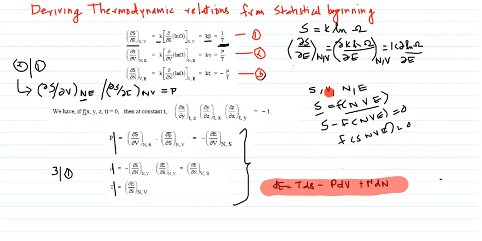S is a function of N, V and E. So S is equal to a function of N, V and E. So S minus a function of N, V and E is equal to 0. That means a function of S, N, V and E is equal to 0.